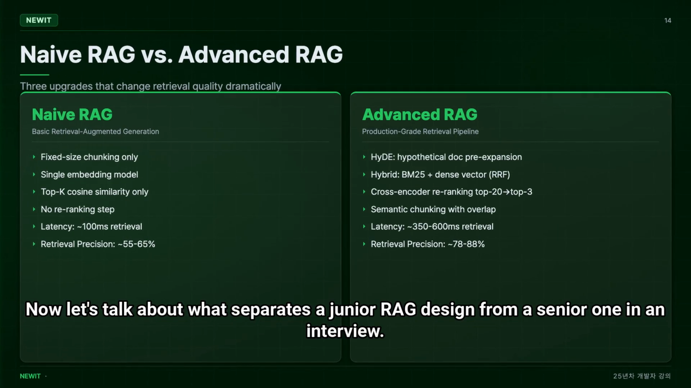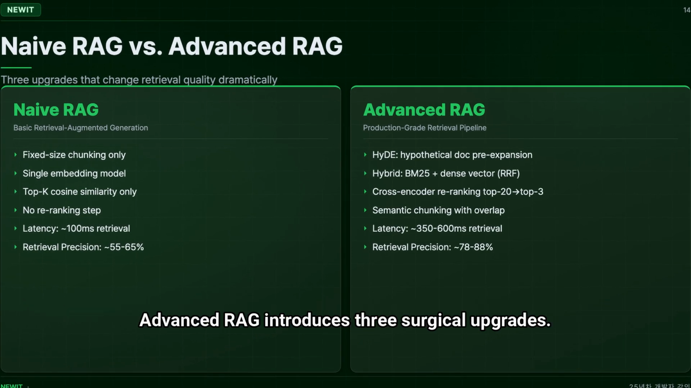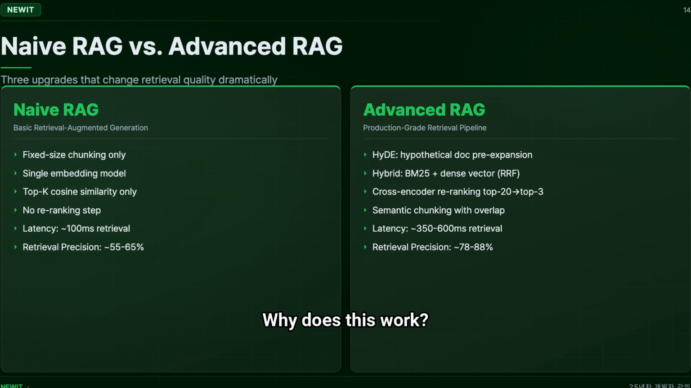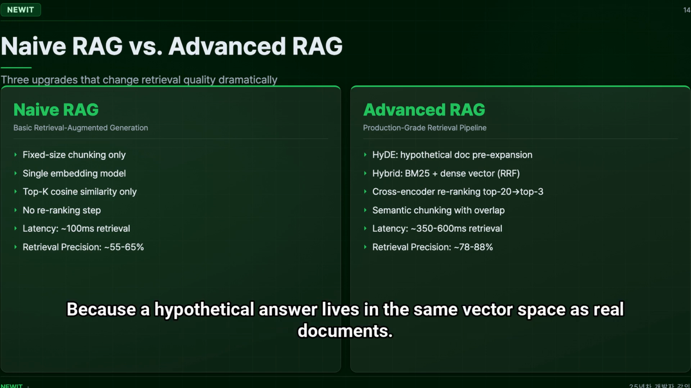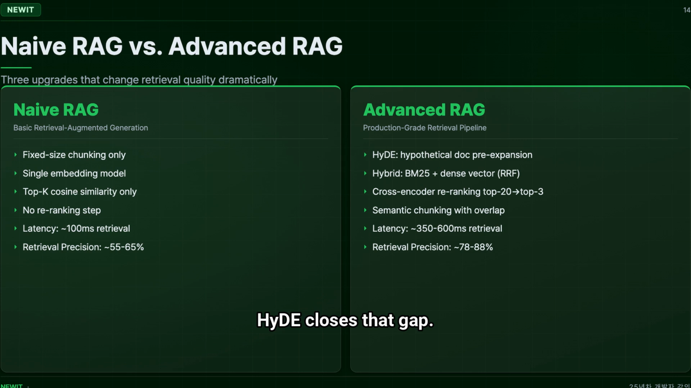Now let's talk about what separates a junior RAG design from a senior one in an interview. Advanced RAG introduces 3 surgical upgrades. First is HyDE, hypothetical document embeddings. Instead of embedding the raw user query, you ask the LLM to generate a hypothetical answer first, then embed that. Why does this work? Because a hypothetical answer lives in the same vector space as real documents. A question like "what is HyperCLOVA's context window" sits in a different embedding neighborhood than the actual document that answered it. HyDE closes that gap. The trade-off: one extra LLM call adds 200 to 400 milliseconds of latency.